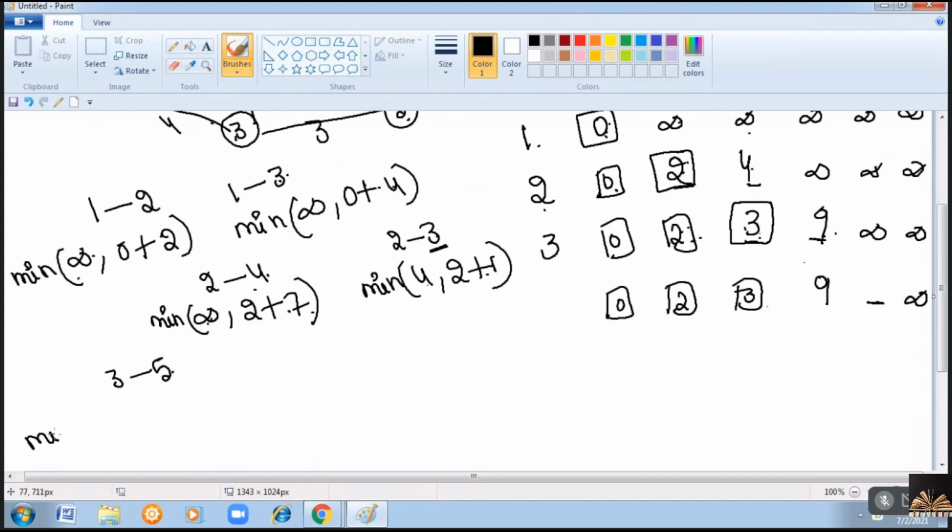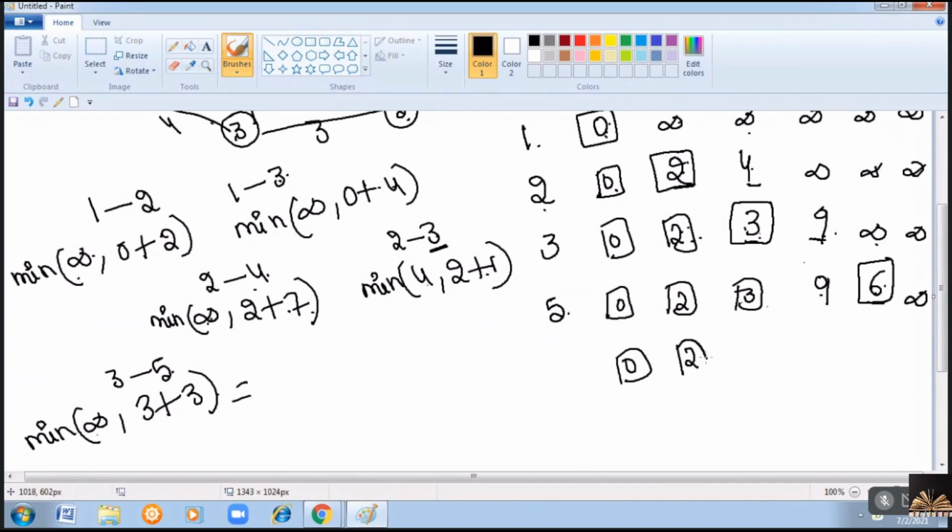Now for the 3 to 5 edge, minimum of, what is the destination value of 5? Infinity. Now what is the marked value? 3 plus edge cost of 3 to 5, which is 3. So this value is equal to minimum of infinity, comma 6, which is 6. Among these two, which is minimum? 6 is minimum. So mark it as permanent. It is with respect to the vertex 5. Now create another row, copy all the marked values.